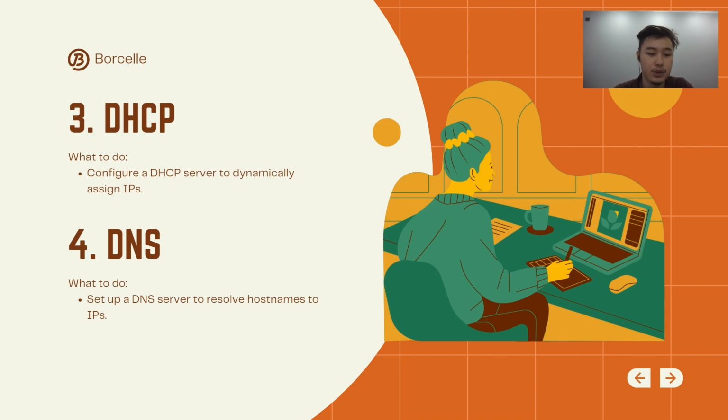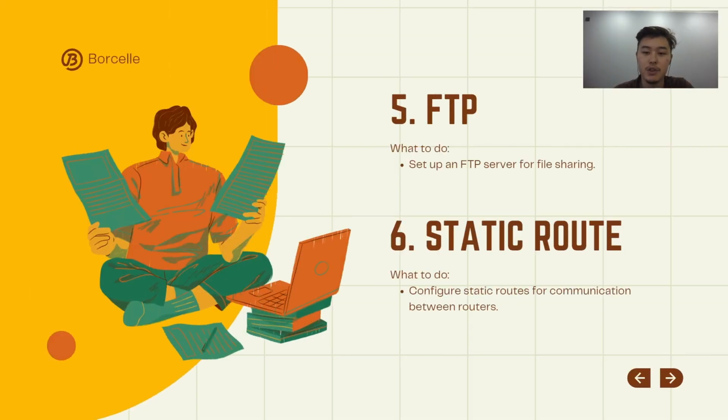Then it's DNS. We just needed to set up the DNS to resolve the host names to IPs. So it's very simple. The fifth one is FTP, just setting up the FTP server for file sharing. It's in our servers part. We also configure it with email, with a DNS server and so on, which is very simple.